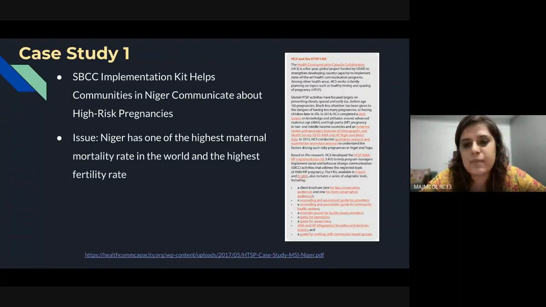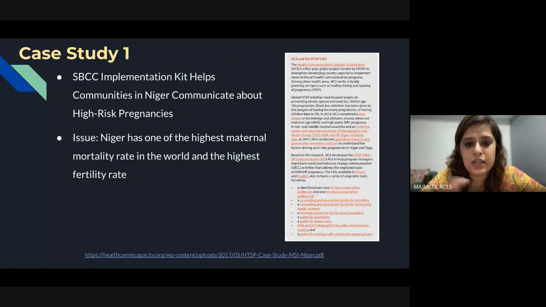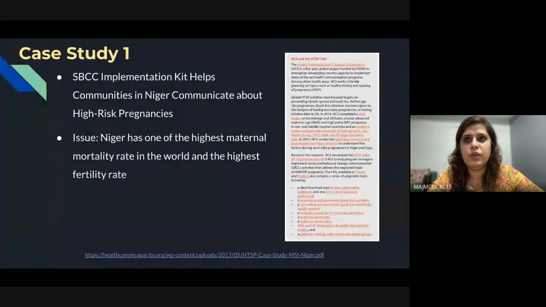So USAID came about with this particular I-kit, which was to strengthen the capacity to implement a state of the art health communication program, to disseminate information on what AMA is and what HP pregnancies are, and how one can help. So the tools that they developed included a client brochure. A client brochure was specifically for audiences at a more grassroots level, and who were also a bit conservative in nature.